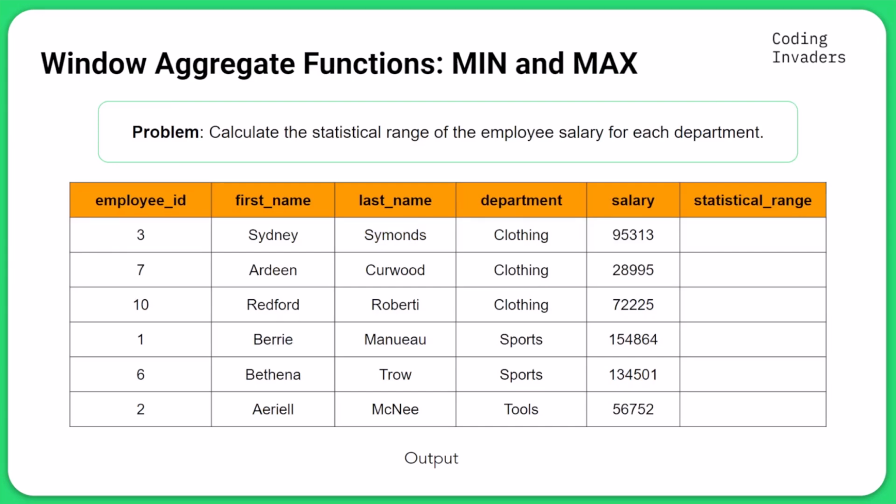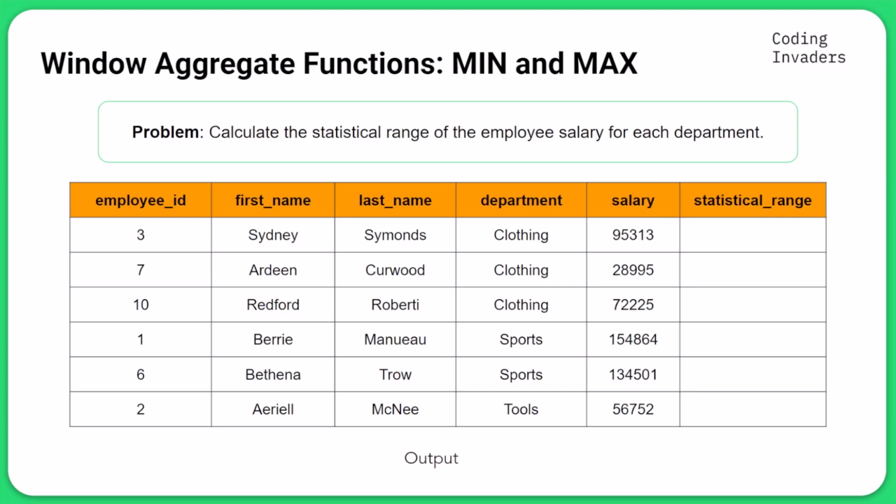Suppose that we want to calculate the statistical range of employee salary for each department. Once again, I have arranged the rows for you so that it is easier to break down. Let's work together to get the solution. Again, this one is quite straightforward. If you remember from basic statistics from school days, range is the maximum value minus the minimum value. Because I want to calculate the range of employee salary for each department, it's the maximum salary within the department minus the minimum salary within the same department.